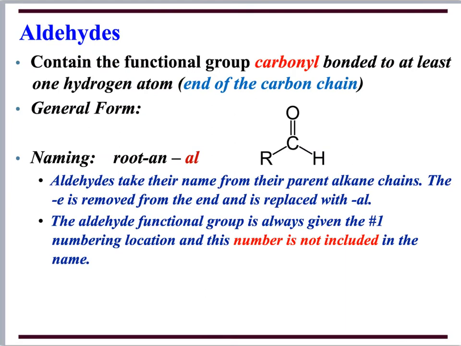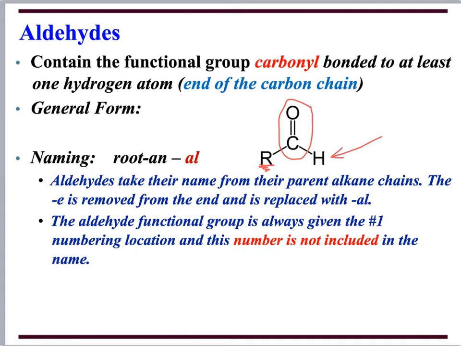Aldehydes contain the functional group carbonyl, or carbonyl as some people pronounce it, bonded to at least one hydrogen. So what does that mean? It means that C double bond O is always going to be found at the end of the chain. So notice how we only have one R group on an aldehyde. It must have a hydrogen bonded to that same carbon. Okay, so that's the general form, again, where R is the carbon chain.